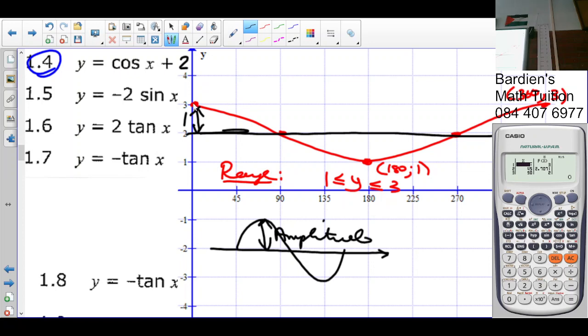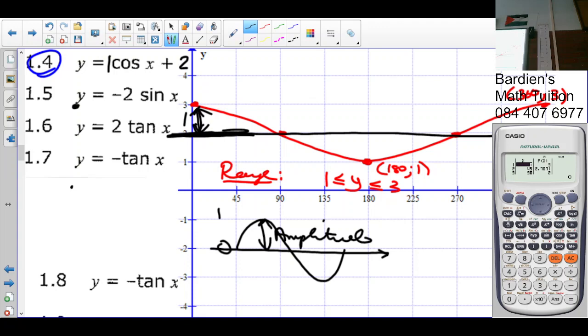Can you see? Now this was normally 0 and that was 1. But now the graph is shifted. So that is the middle of the graph to the maximum, and that distance is 1. So the amplitude is 1. You can even take it from the number in front of the sine. This is also 1. What's the amplitude of this graph?